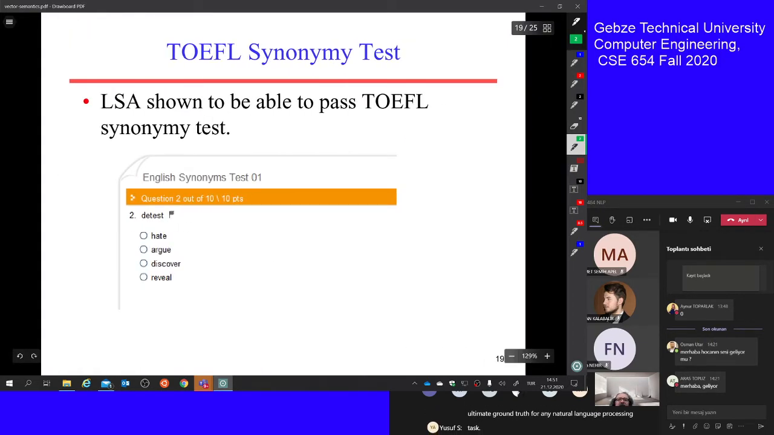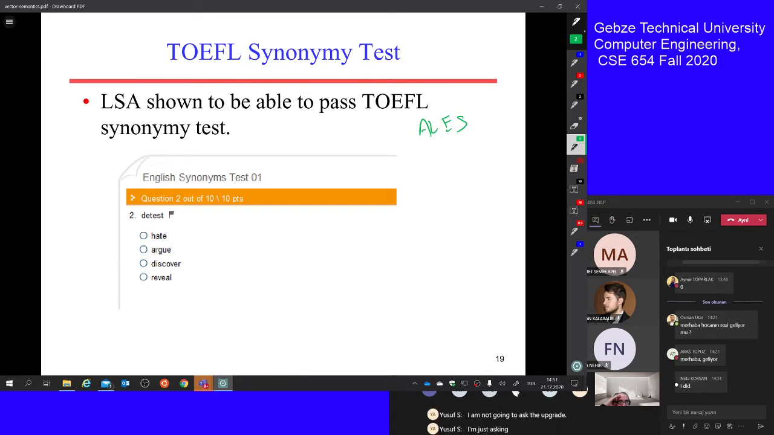By the way, you took the ALES exam, right? Or did anybody take the TOEFL exam, test of English as a foreign language? I am not going to ask you your grade. I'm just asking you if you took it. So Nida took it. Nida, you know these kinds of questions. Maybe we have similar questions in our ALES exam too. They ask you this.